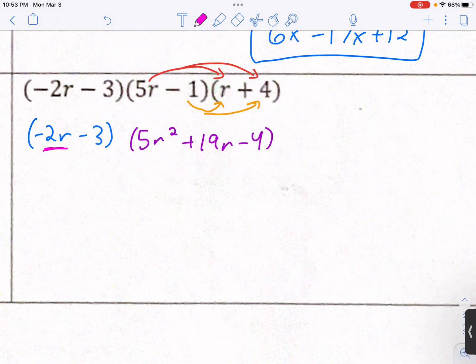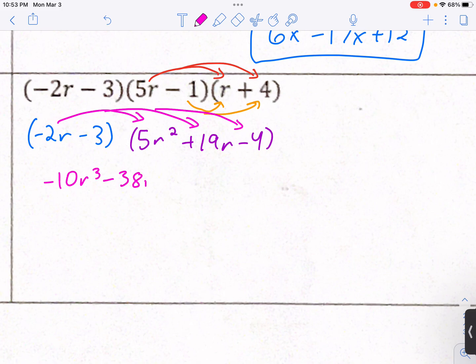All right, after that, you're going to do the same thing. You're going to distribute the 2r, then you're going to distribute the negative 3, and what you should end up getting for the first one, in the pink, is negative 10r cubed minus 38r squared plus 8r.